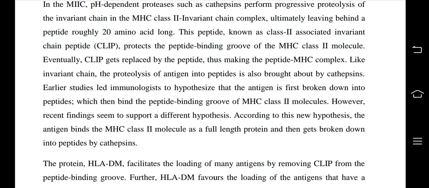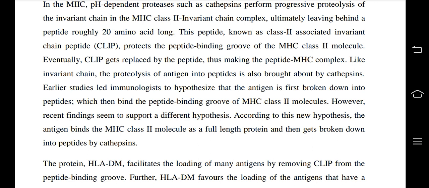Eventually, CLIP gets replaced by the peptide, thus making the peptide MHC complex. Like invariant chain, the proteolysis of antigen into peptide is also brought about by the cathepsins. Earlier studies led immunologists to hypothesize that antigen is first broken down into peptides, which then bind to the peptide binding groove of MHC class II molecule.